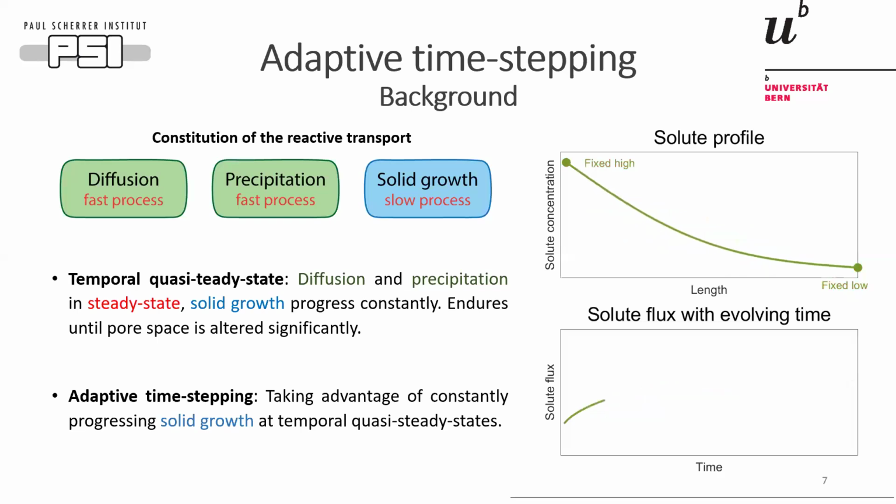It is a quasi-steady state because the solid growth will still progress, but it progresses with constant values due to the constant precipitation rate. It is a temporal quasi-steady state because the solute flux will change again when the pore space alters by solidified voxels. Now this can be used to accelerate the simulation by skipping the simulation of diffusion and precipitation at every temporal quasi-steady state and applying an increased adapted time step only on the solid growth, which progresses constantly anyway, until enough voxels are solidified to loosen the system from the temporal quasi-steady state.